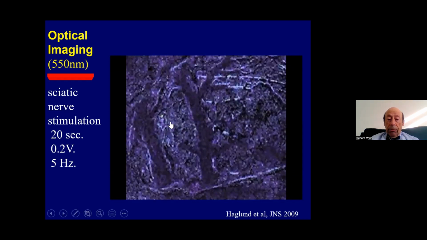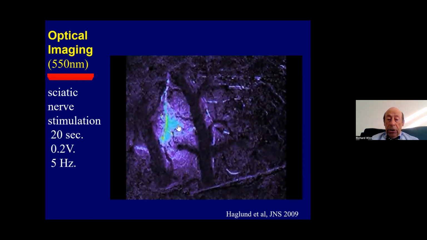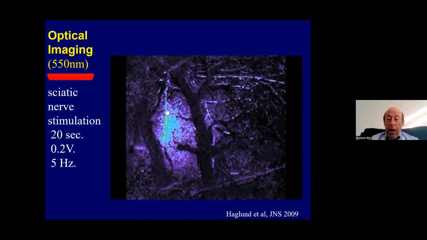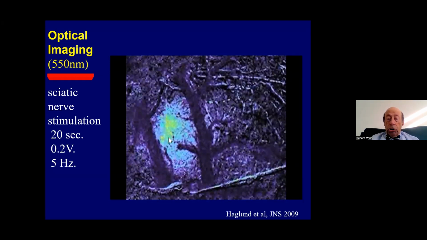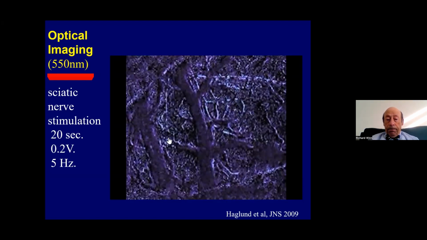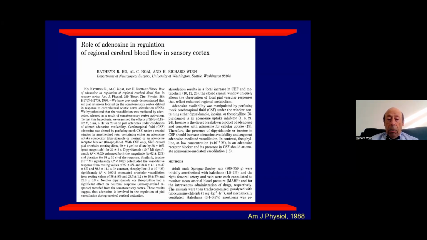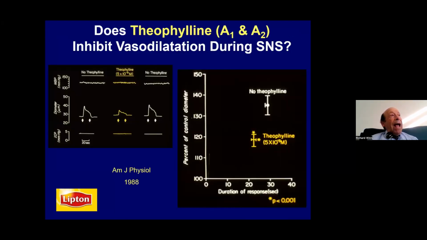Now we start stimulating, and here the cortex. This is about 1.5 millimeters from top to bottom. So we had the model, we defined the model, and then we went back and started testing with theophylline, caffeine, and so forth, the effects on the vasodilatation during sciatic nerve stimulation.